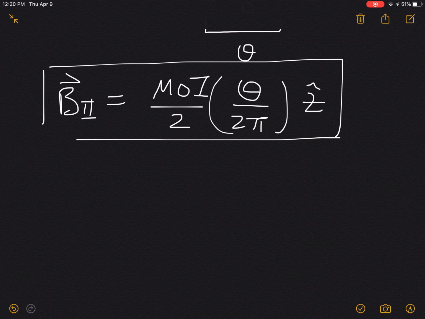So this is true for any choice of theta, pretty much. Maybe there's something that happens close to 2 pi, but this seems to work. And hopefully that was very useful to you guys. I will see you around.